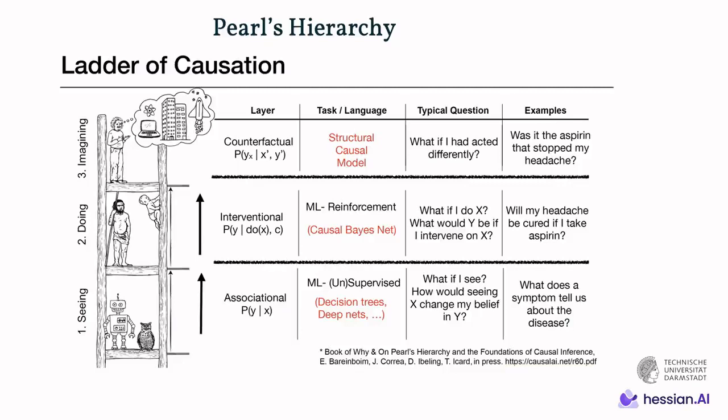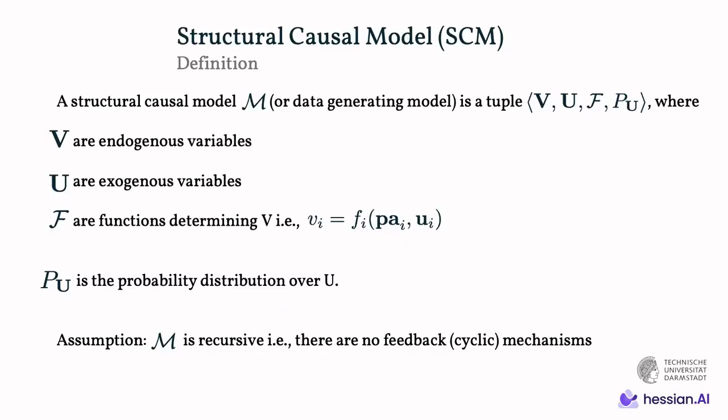Counterfactuals, you don't have in classical machine learning. They didn't have any notion of how to even handle counterfactuals. So you need a new representation for that, right? And that's what are called structural causal models. So quickly, what are structural causal models?